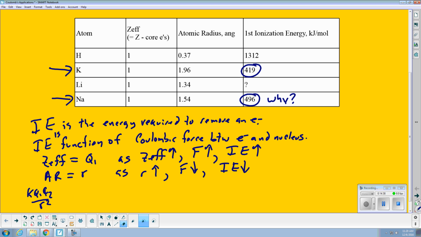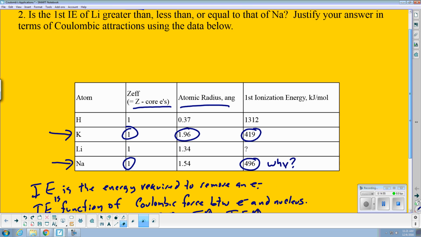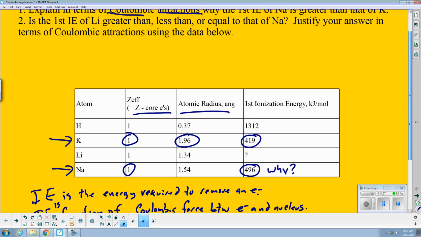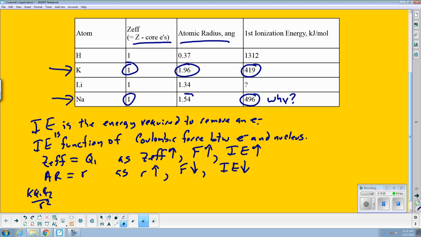My Z effective, and I'm defining it as Z minus core electrons, is 1 for potassium and 1 for sodium. So it has no impact. So we're going to focus on what? Atomic radius. Good. My atomic radius in potassium is 1.9. Let's go back to our question. Why is sodium greater? Great. And here's my sodium, 1.5. So here's what I'd answer.